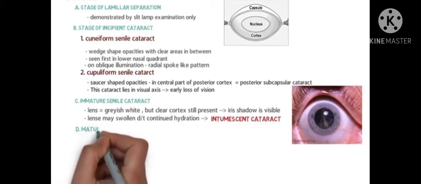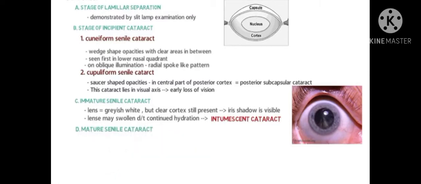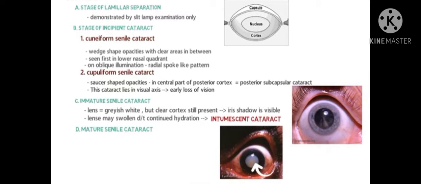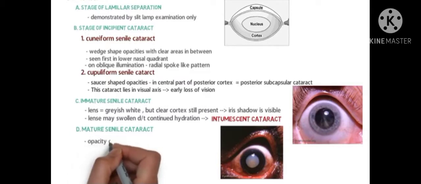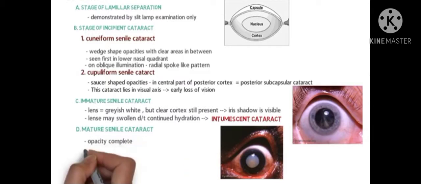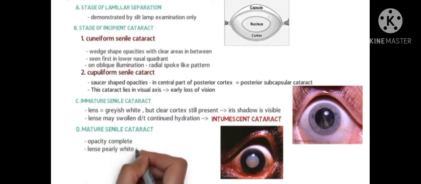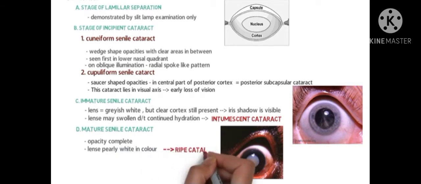Now the fourth stage is mature senile cataract. In mature senile cataract, look at this diagram. The opacification becomes complete, that is, the whole of the cortex is involved. So the opacity is complete. And look at this lens. The lens is pearly white in color. That's why it is called ripe cataract, because the opacity is complete. So what do you think, is there a shadow or not?